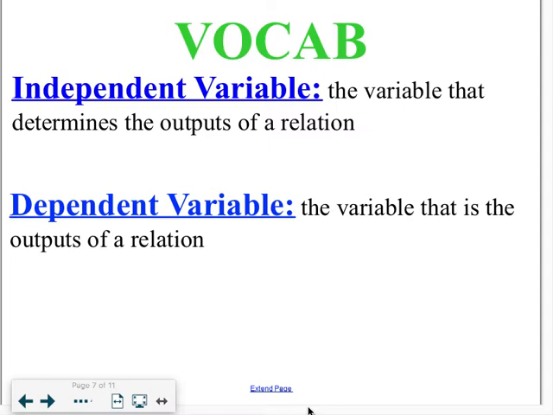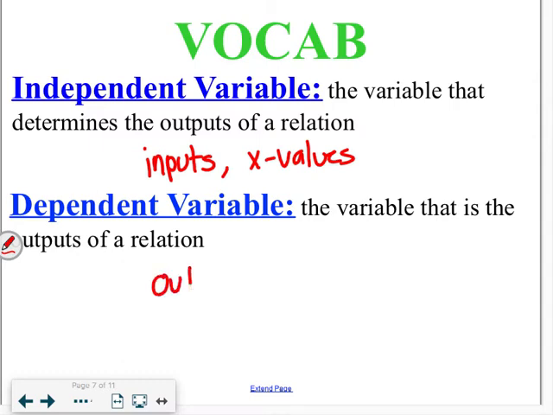Independent variables are what determines the output in the relationship. So this is actually the inputs, or if you are looking at an XY pair, it's the X values. It's what we're starting with. The dependent is the result of what is being put into the relation. We can call those the outputs or the Y values.